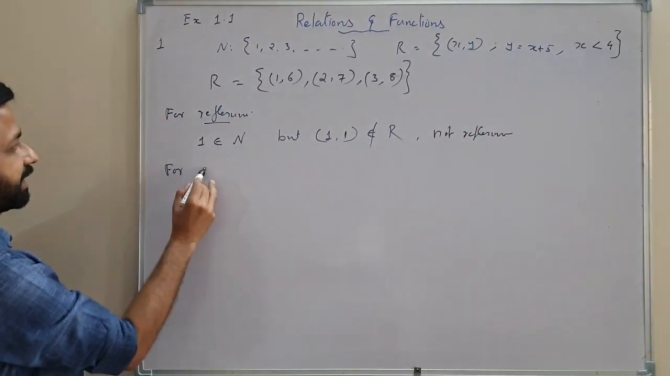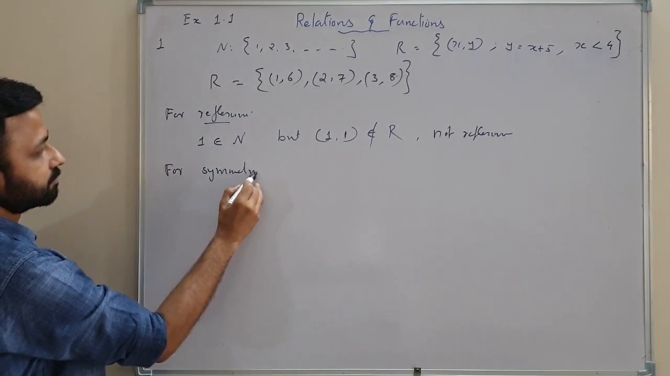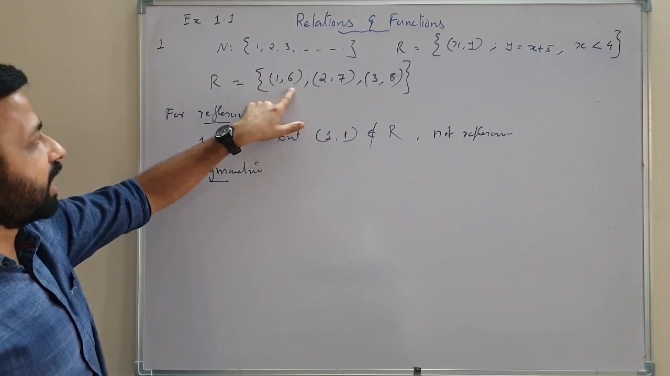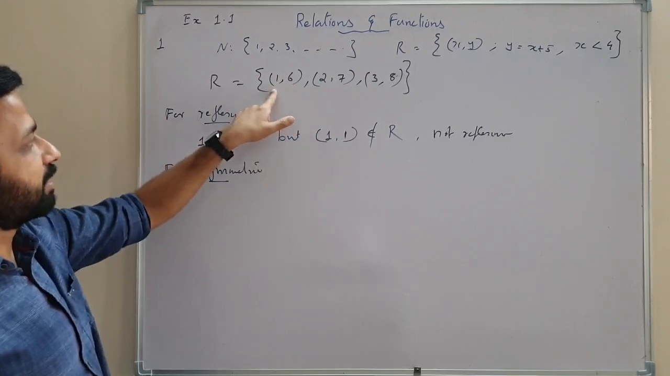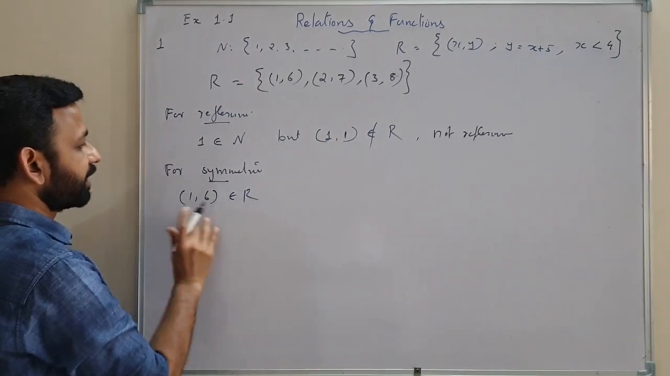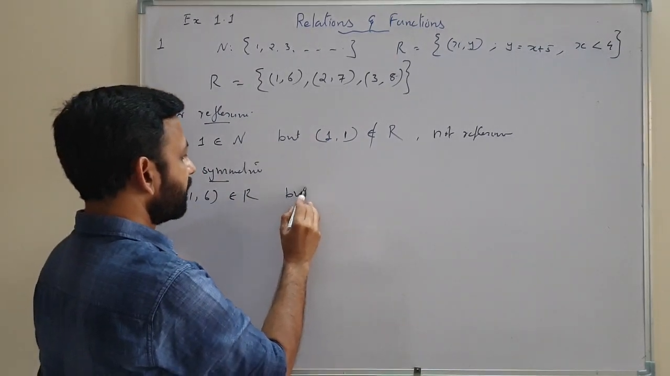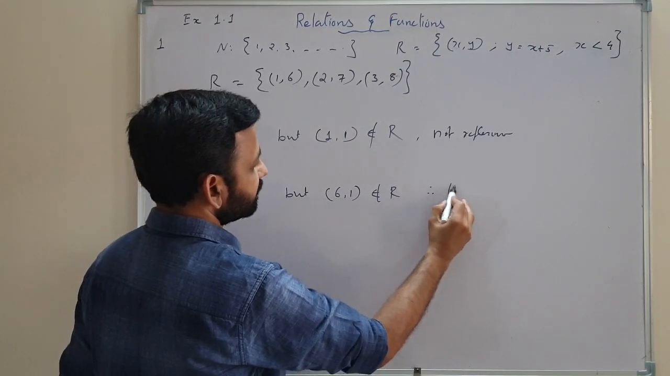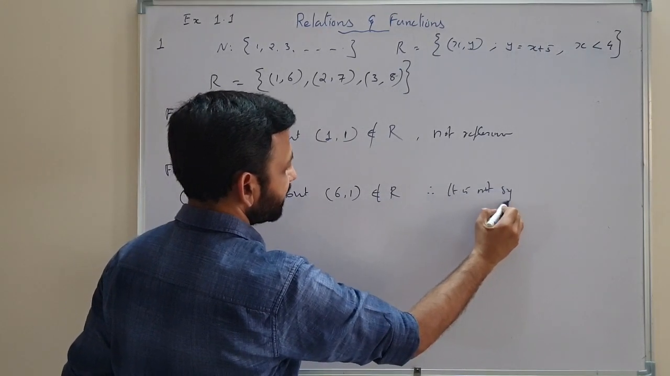Then for symmetric, here (1, 6) belongs to R, but (6, 1) does not belong to R. Ordered pair (1, 6) belongs to R, but ordered pair (6, 1) does not belong to R. Therefore, it is not symmetric.